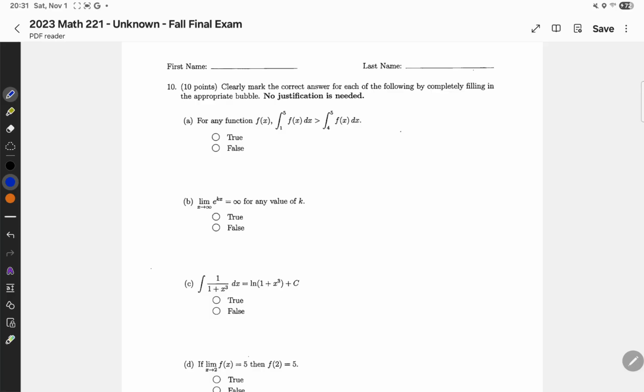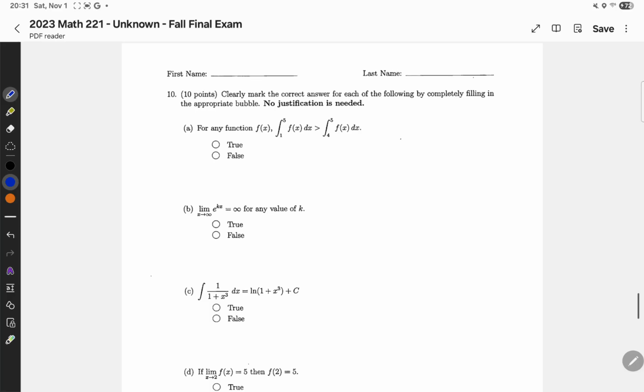The first thing that comes to mind is let's plug in 0. So let's say we have the integral from 1 to 5 of 0 dx. Is it greater than the integral from 4 to 5 of 0 dx? Well, the integral of 0 is just 0. The integral of 0 over here is just 0. It doesn't really matter our bounds, so this clearly doesn't hold. This is a contradiction, so this is false.